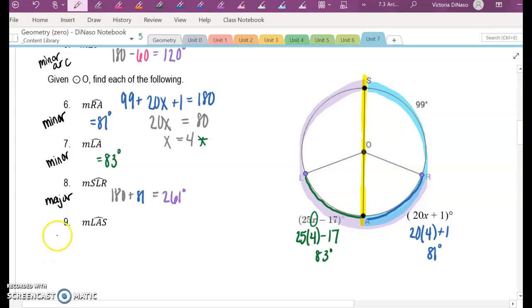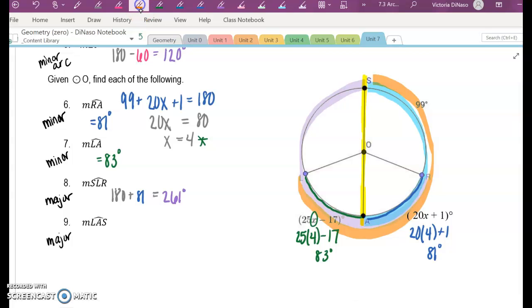Number 9, this has got 3 letters, making it a major arc. So we have from L to A, and then all the way over to S. So we have from L to A, and then I just got to keep going all the way to S. So I'm going to take our 3 numbers that we have. We've got 83 plus we've got 81 plus we've got that 99, and those 3 added together equals 263 degrees.